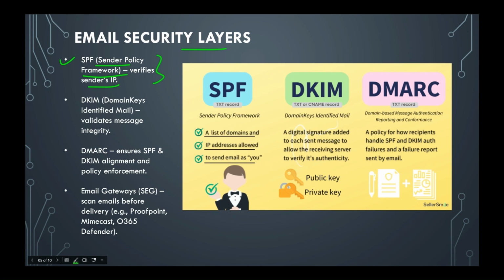So in your log, you will see a field called SPF result with value like pass, fail, or soft fail. Layer number 2, DKIM, the DomainKeys Identified Mail. So it validates the message integrity. Now if SPF checks who sent it, DKIM checks if the message was changed on the way. So it is like sealing an envelope with wax.